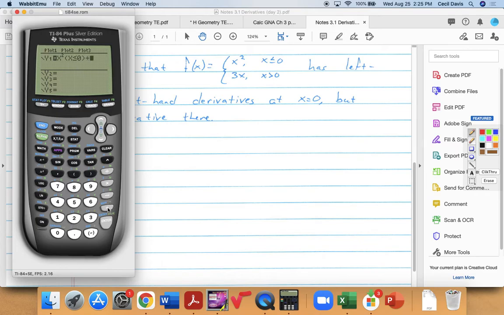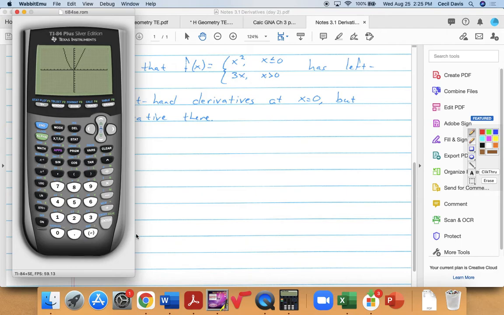Then plus 3x times x greater than 0. Greater than is 3, 0. Close the parentheses. I have no idea what zooming I was doing before, so I want to do a zoom 6 so that I get a zoom standard.